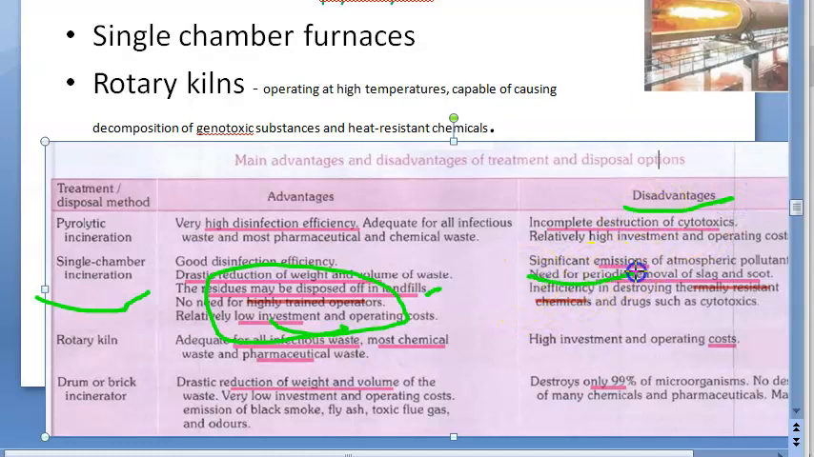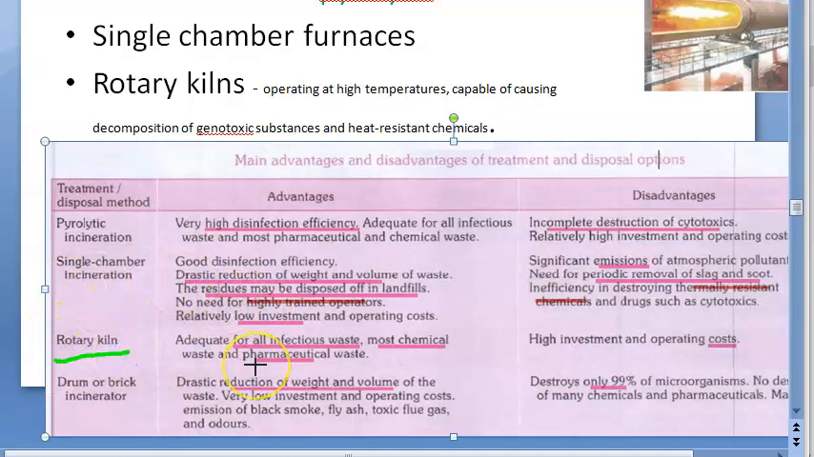Emissions into the atmosphere are more. You need to keep removing the slag and the soot. Inefficiency in destroying thermally resistant chemicals such as cytotoxics. So obviously single chamber is easy to use, and all that, but it is not as efficient.